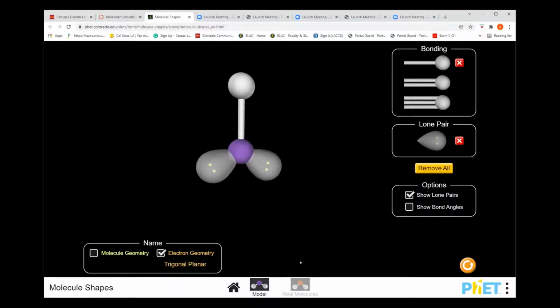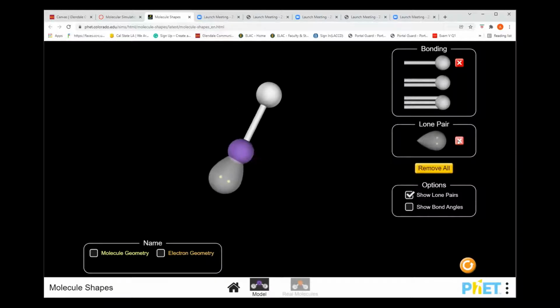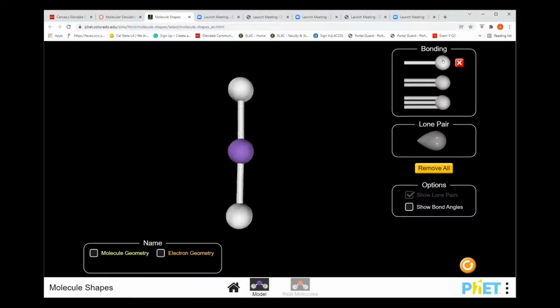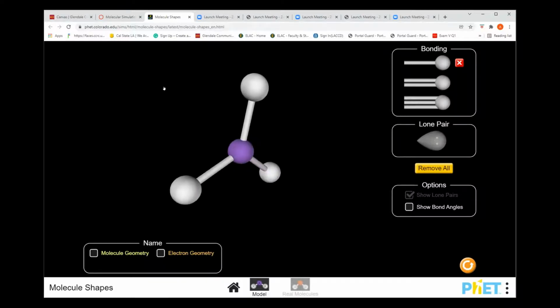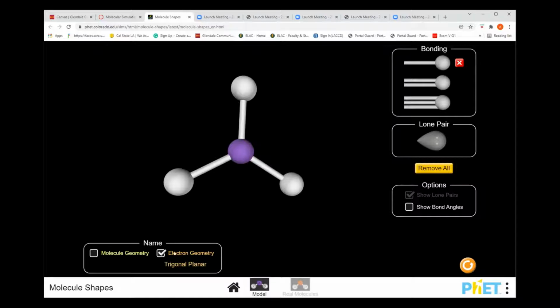You understand that? 3 electron groups, that would be what? Trigonal planar. Now, molecular geometry for this one would be what? Linear. Because if I click on this, don't show lone pairs, you see linear here. You only see bond pair. All right, now we're done with this. We're done with 3, right?